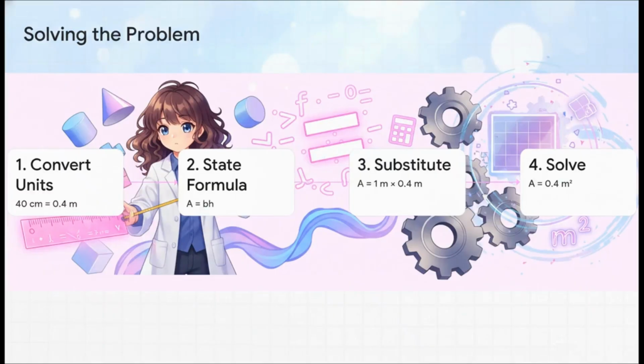So here's how we solve it step by step. First, we've got to make those units match. Let's turn 40 centimeters into 0.4 meters. Now we're talking. We can plug those numbers into our formula. 1 meter times 0.4 meters gives us a final area of 0.4 square meters. See how crucial that first step was?